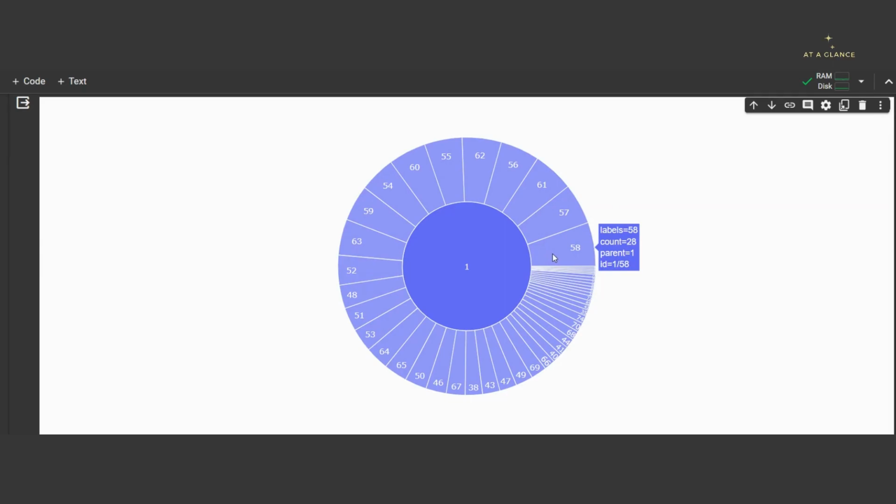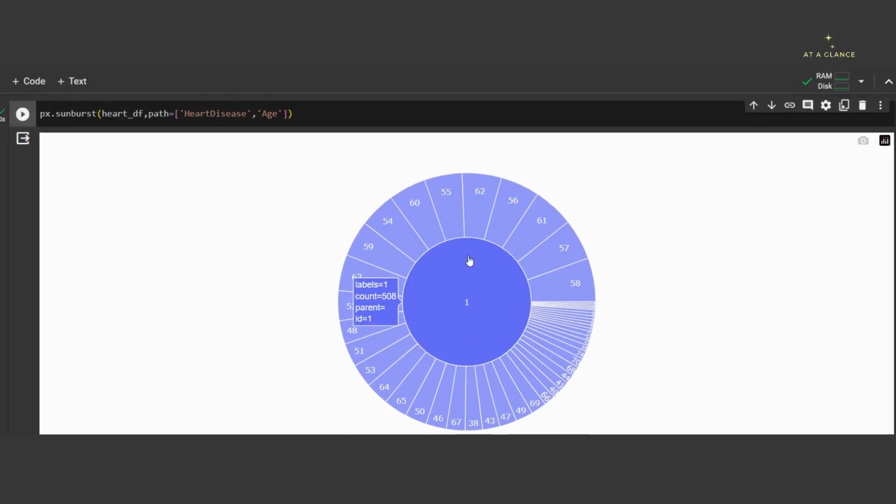It says that more number of patients are having heart disease whose age is 58. There are total 28 patients who are having their age as 58 and are having heart disease. Similarly, you can see 57 is the next age value. Then we have 61, then 56. So in all, you can summarize here that the patients whose value is nearly equal to 60 are having higher chances of getting heart disease. So this is how this sunburst plot is useful in summarizing things.